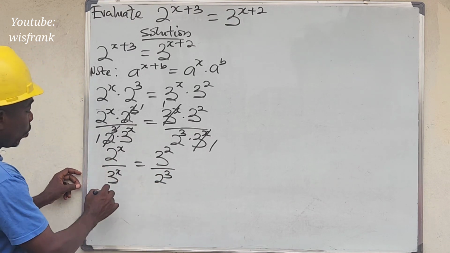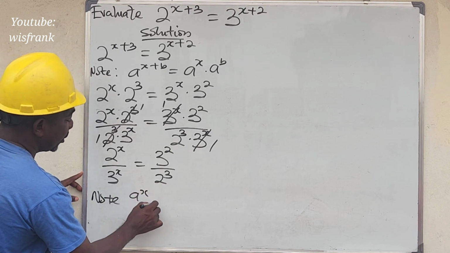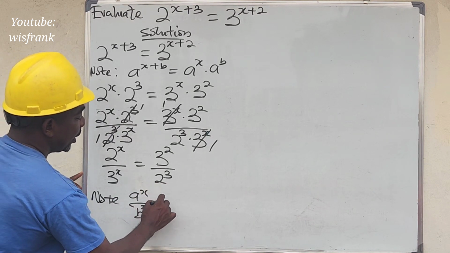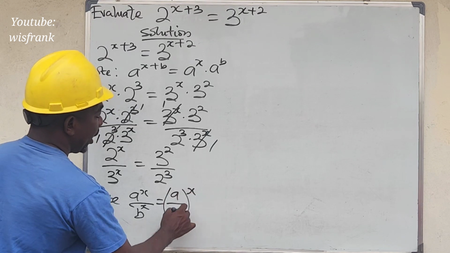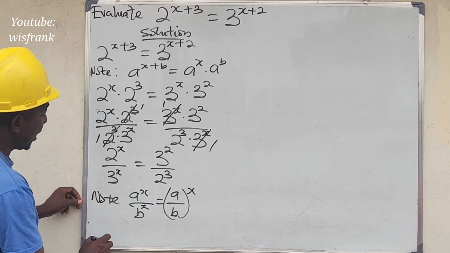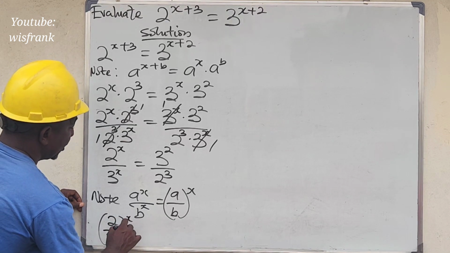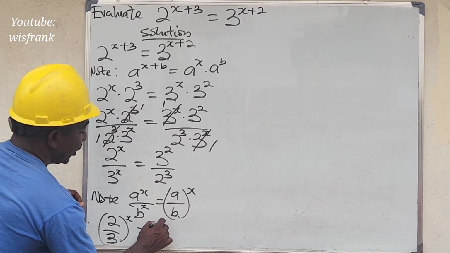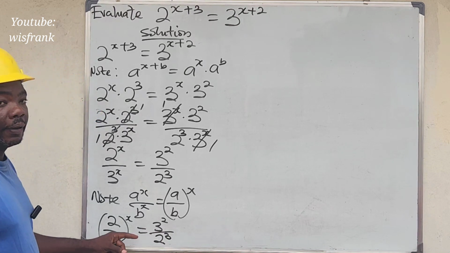So doing, we can recall, note, when we have a to the power of x all over b to the power of x is the same thing as a all over b all to the power of x. This can be written as 2 all over 3 all to the power of x equals 3 to the power of 2 all over 2 to the power of 3.